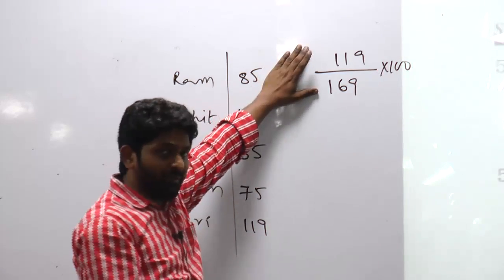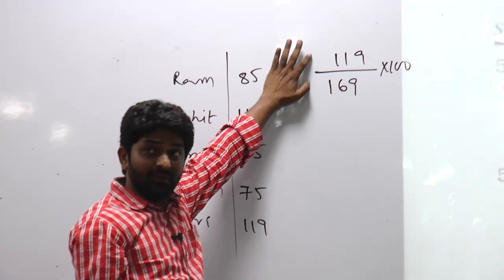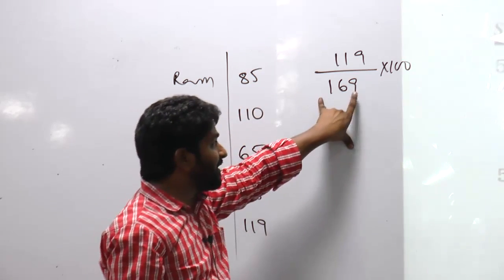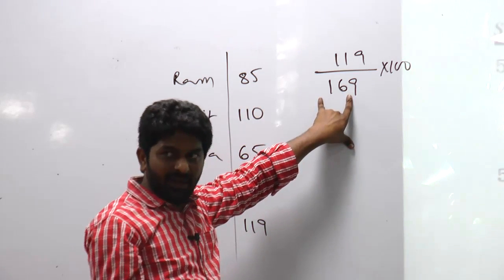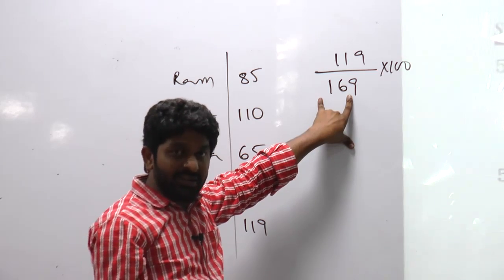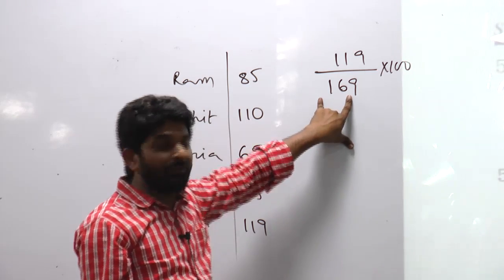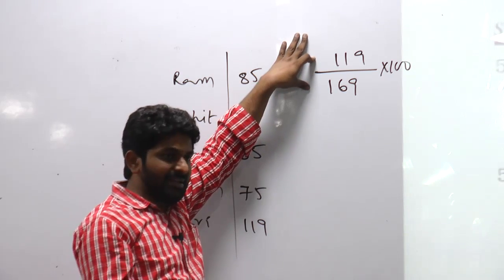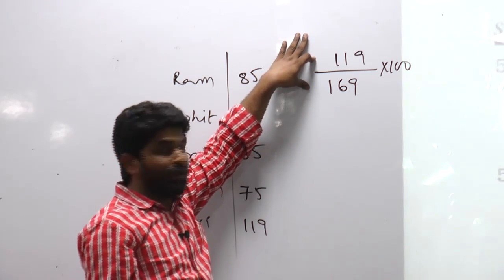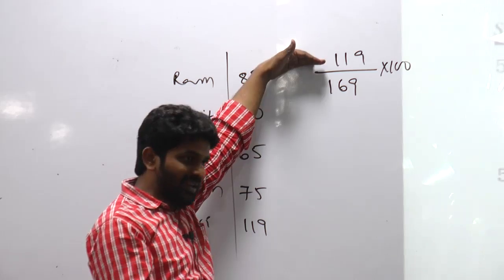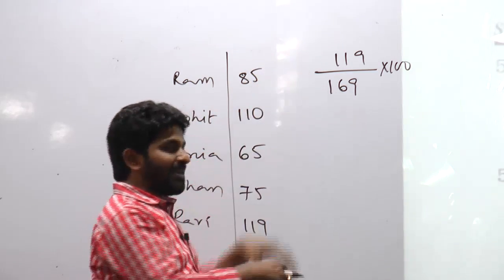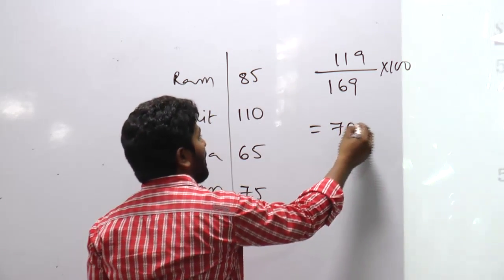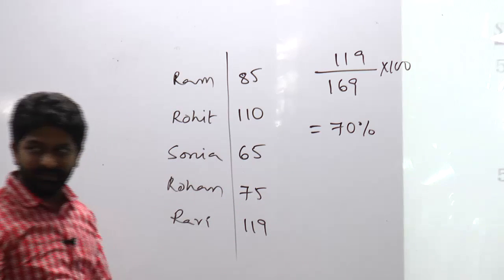Now, what is the difference between numerator and denominator? 50. What about 10% of denominator? 16.9, which is near about 17, right? 17 times 3 is 51. So, the difference between numerator and denominator is 51. So, that is in terms of percentage 30%. So, I can say numerator is 30% less than denominator. If it is 30% less, answer is, come on, 70%.